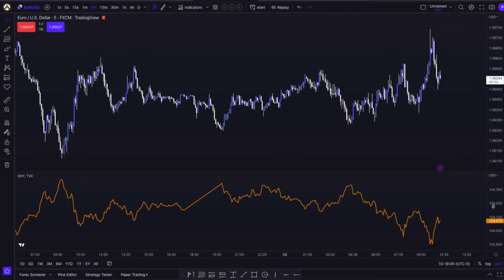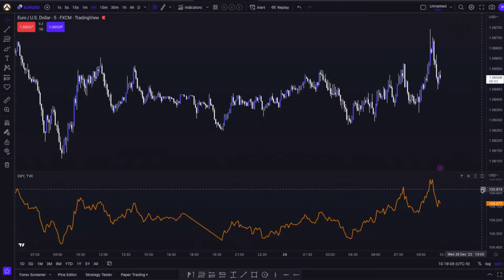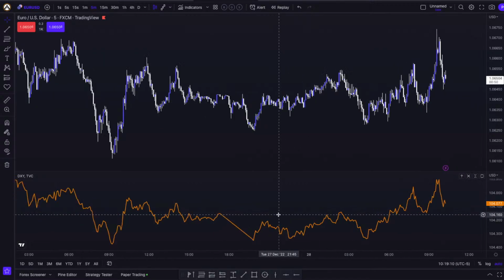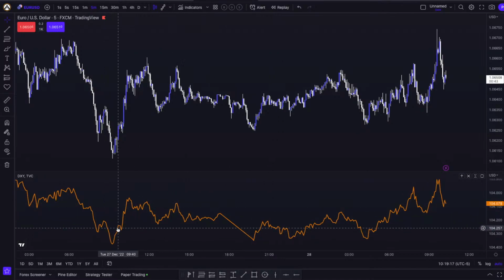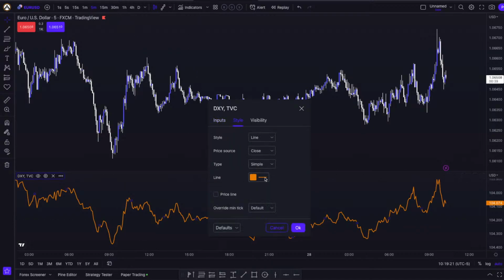That's why I like to do a right click right here on our price scale, and I like to invert the scale. You just have to make sure that you are aware that you inverted the scale. And now you can actually compare lows with lows and highs with highs. Makes it a lot easier, especially if you've been sitting in front of the chart for a few hours.